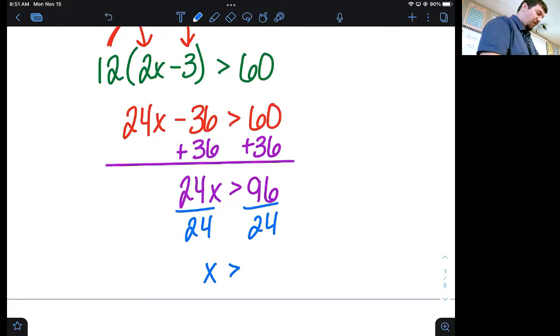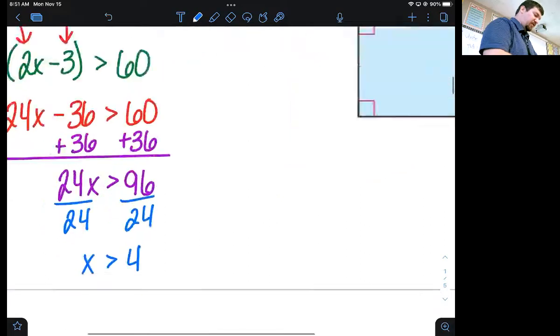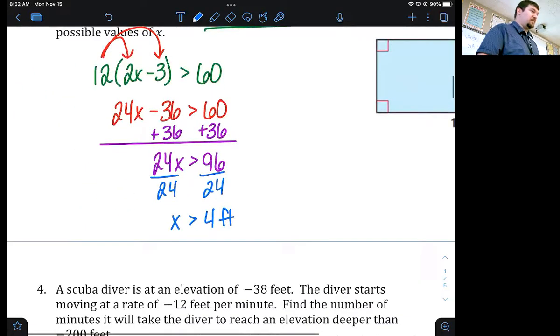4. 4 is correct. And so 4, and I guess we could label it feet because that's what the rectangle is in. Okay, can you give that back to Ashlyn? Yeah. And then go grab one out of my basket in case we need that for next problems, which we will.